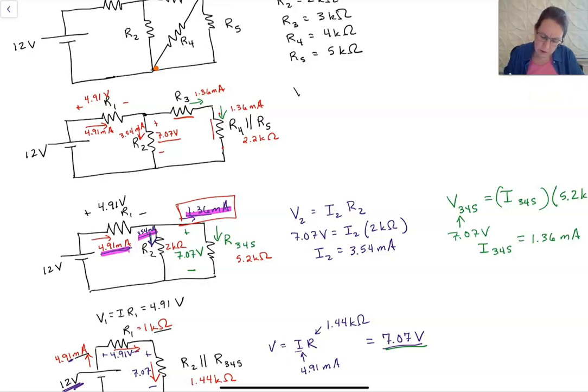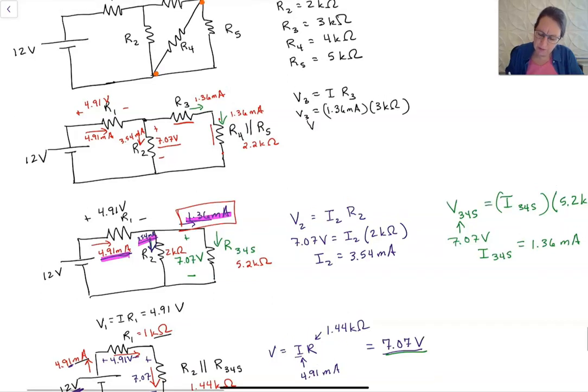So the voltage across R3 is I times R3. So voltage 3 is equal to 1.36 milliamps times 3 kiloohms, which is 4.08 volts. So that gives me 4.08.